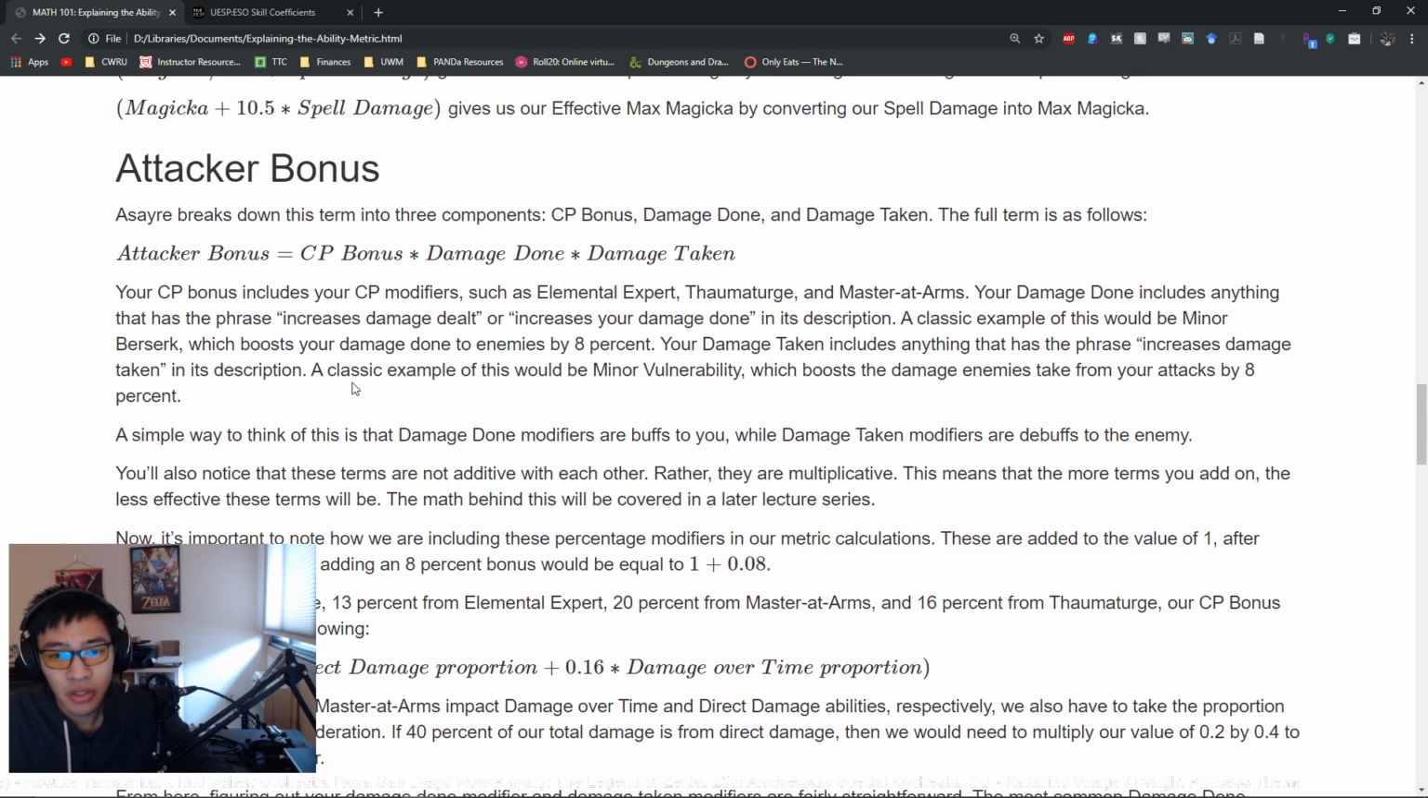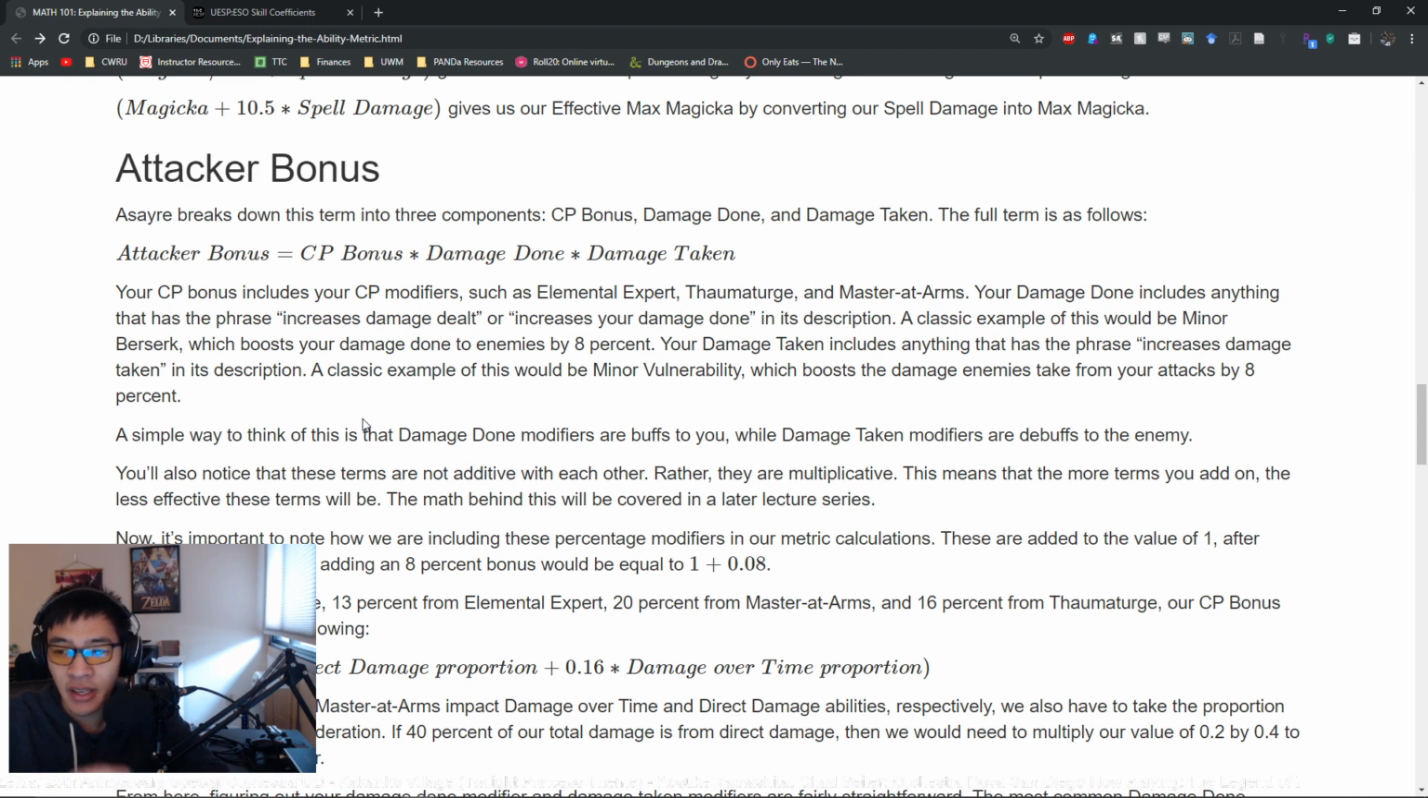So your CP bonus basically includes all your CP modifiers. So Thaumaturge, Master at Arms, Elemental Expert for magic DPS. For Stamina DPS, it would be Mighty, Thaumaturge, Master at Arms. As well as Staff Expert and Weapons Expert if you are Magic or Stamina respectively.